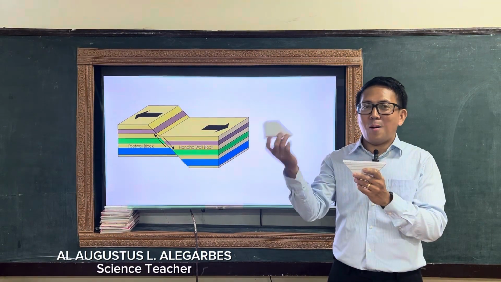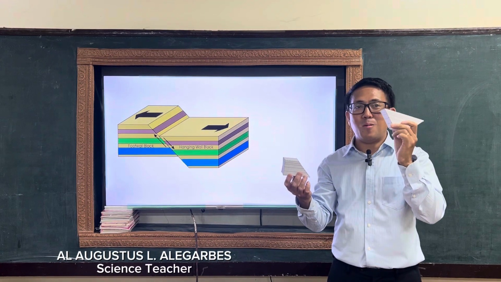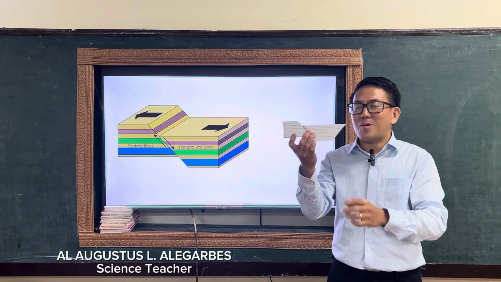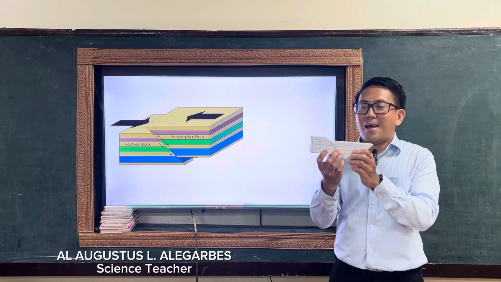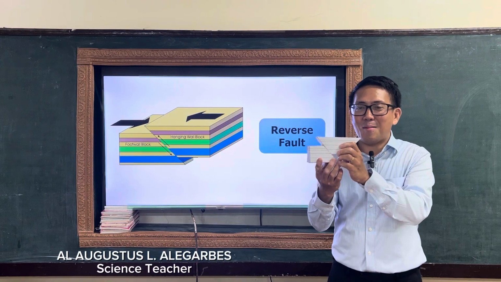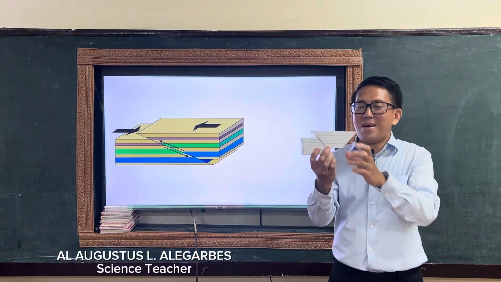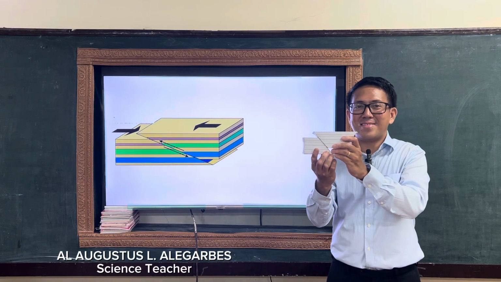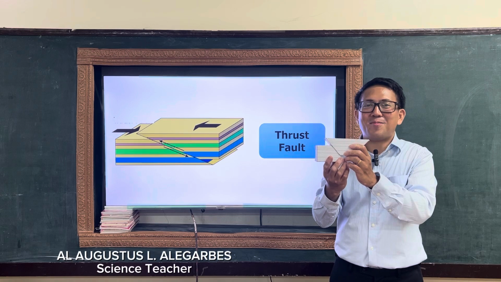So this will be our footwall, and this will be our hanging wall. So what type of fault is this? Great job. It is the normal fault. How about this one? Good job. This is the reverse fault. How about this one? Amazing. This is the thrust fault.